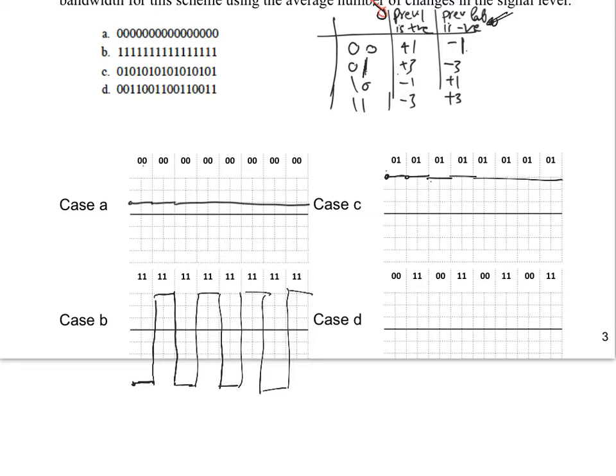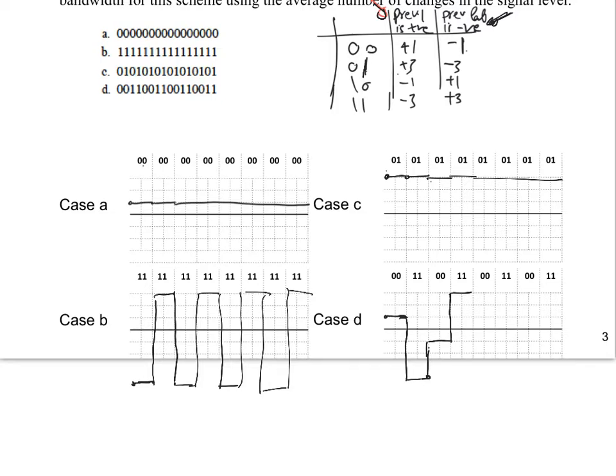Then it's 0 0, 1 1, and so on. So for 0 0, we have to go +1. Then 1 1 is -3. So we have to go to -3. Once we go to negative, then we have to go to the second column. Okay? Then 0 0 becomes -1. And we're still in negative. Okay? Then 1 1 becomes +3 in that case.